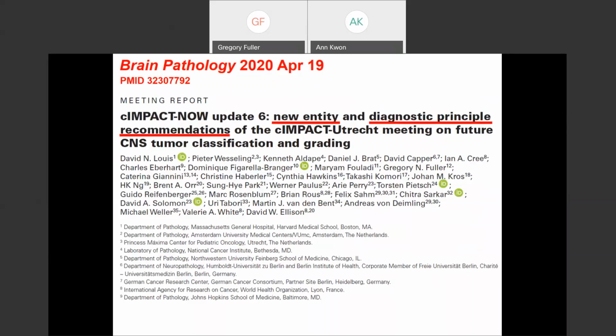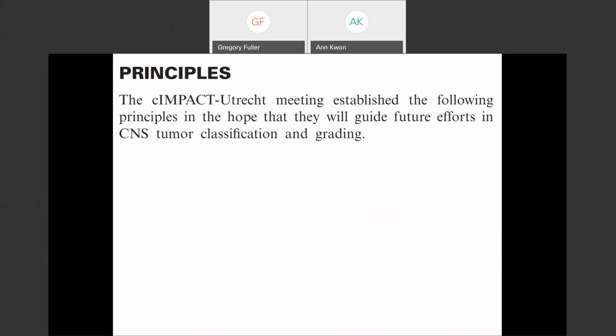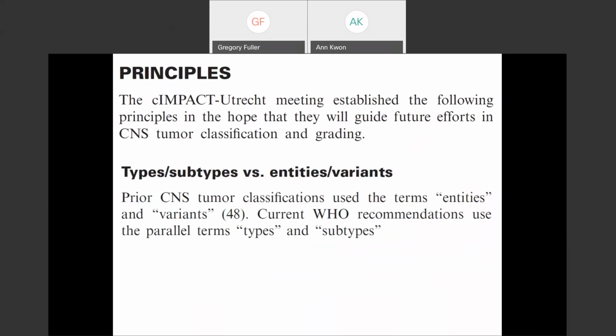A lot has happened. So for potential new entities, we have to look at whether the data is mature enough, solid enough, reproducible, with multiple studies, multiple labs, et cetera, to warrant incorporation. And secondly, diagnostic principles. We need to have a look at the way we're naming tumors because we can clean it up a bit. The cIMPACT Utrecht meeting established the following principles and hopes that they will guide future efforts. And they will, because most of the people that participated in the conference in Utrecht are going to be the same ones, plus about 100 other people, that will be involved in writing the chapters and creating WHO 2020.